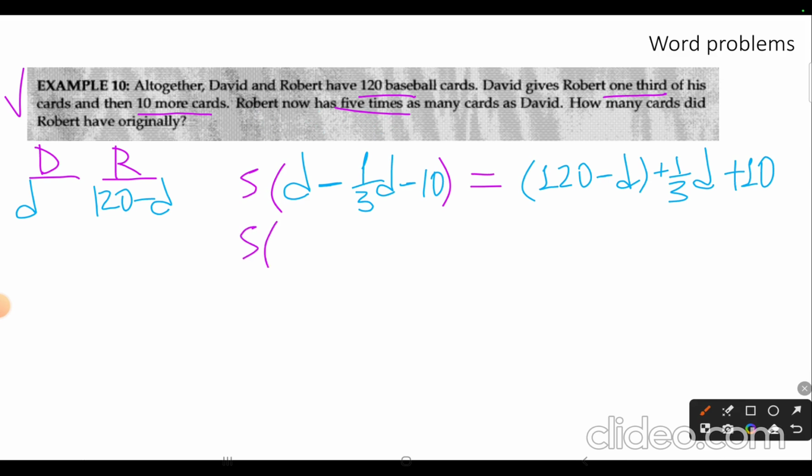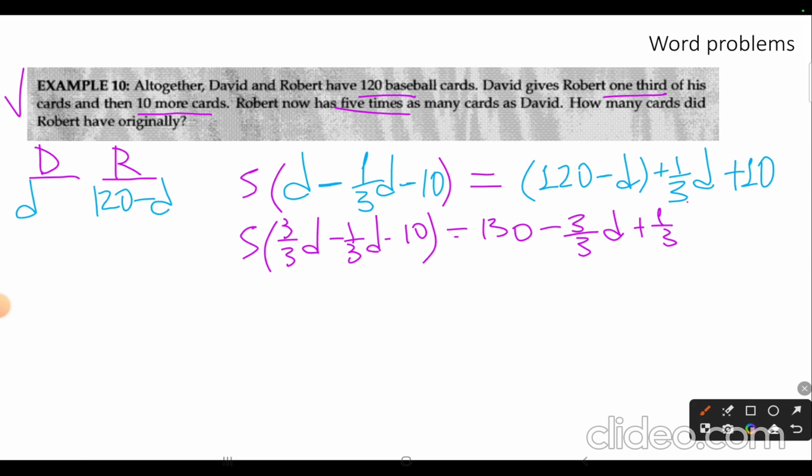Let's solve it. D minus 1 over 3D. It is 3 over 3D minus 1 over 3D minus 10. Here 120 plus 10 is 130 minus 3 over 3D plus 1 over 3D. We need a common denominator, this 3. 5 times 3 over 3 minus 1 over 3 will be 2 over 3D, minus 10 equals 130 minus 2 over 3D.